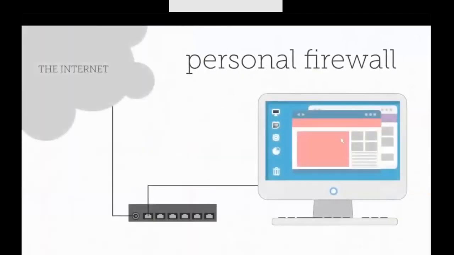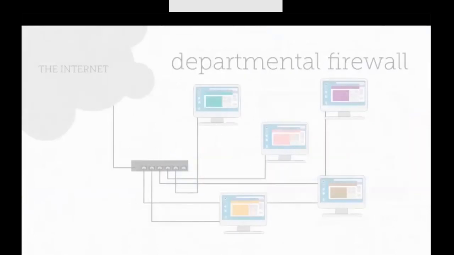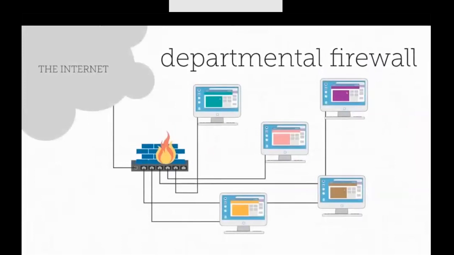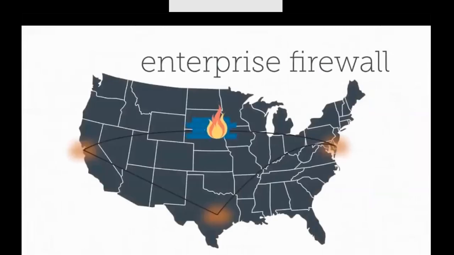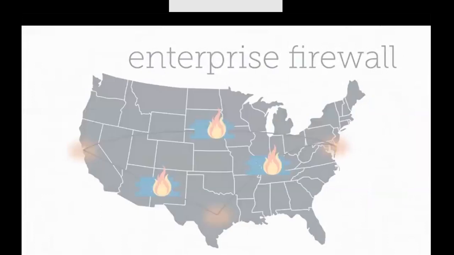There are three types of firewalls. Personal firewalls generally protect only one computer or a small home network. Departmental firewalls, which might protect a small business, protect a limited number of computers in one location. Finally, enterprise firewalls might protect thousands of users in various locations.